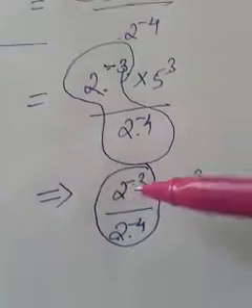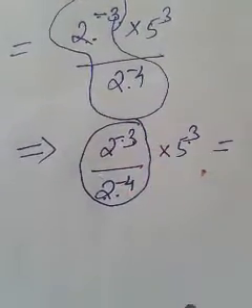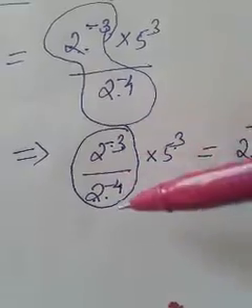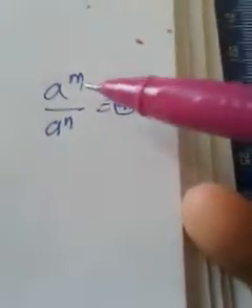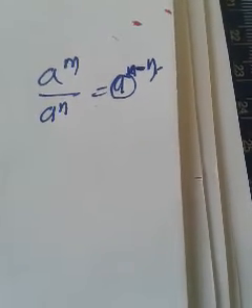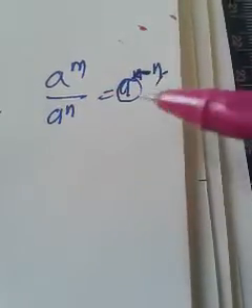So now just see, I consider these two terms separately and this 5 raised to 3 I have maintained there, and here which rule can be used? This rule can be used, that means a raised to m divided by a raised to n is equal to a raised to m minus n. By using that rule, whenever you see a raised to m divided by a raised to n, you can write a raised to m minus n.